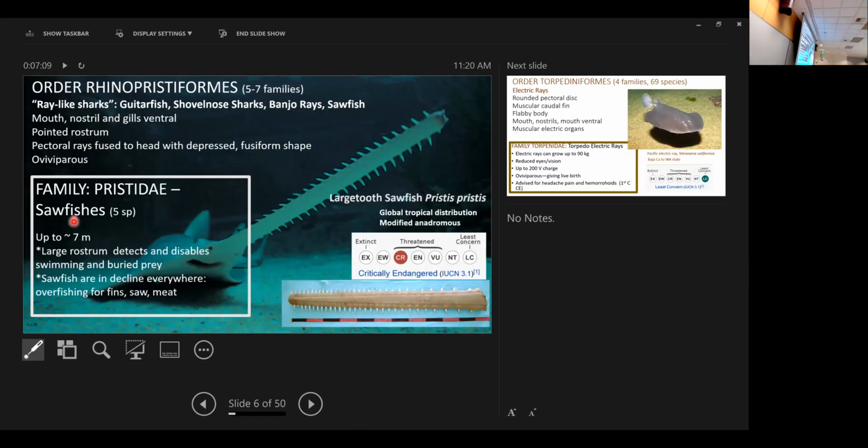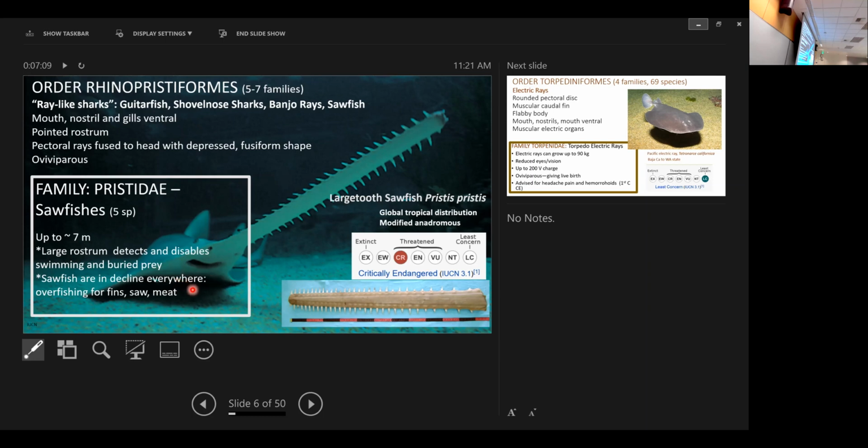Okay, the next order is the rhinopristiformes. These are the guitarfish, shovel-nosed sharks, banjo rays, and these are more ray-like animals. As we go down these groups, you'll see they become more and more ray-like, that is, depressed dorsally to ventrally with wider and wider pectoral fins that attach to the head. The characteristics for this group, like all the other rays, include mouth, nostril, and gills being ventral on the other side. They have an extremely pointed rostrum with the sawtooth that you see here. And the pectoral rays are fused to the head.